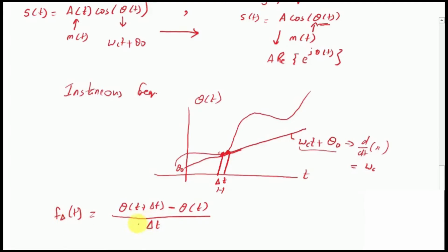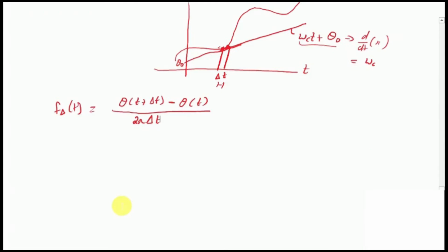Since it is in f, we can just multiply 2 pi in the denominator. If we let delta t approach 0, so that would mean that if we take the limit and say delta t tends to 0, then f delta of t. So this is something which is a very small step, and this is something which we call the instantaneous frequency, or wi of t in radians per second, angular frequency.